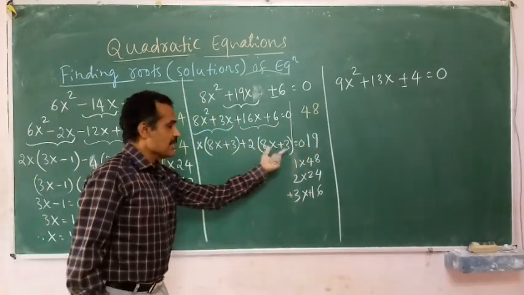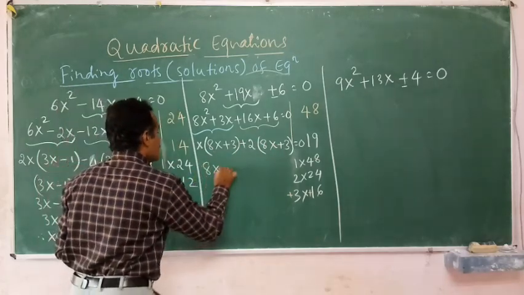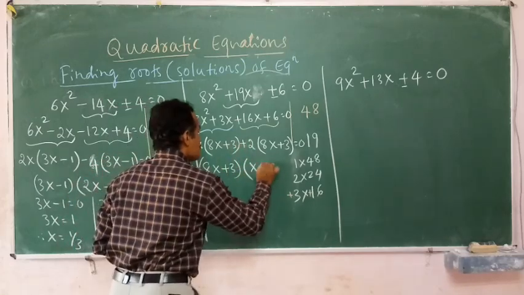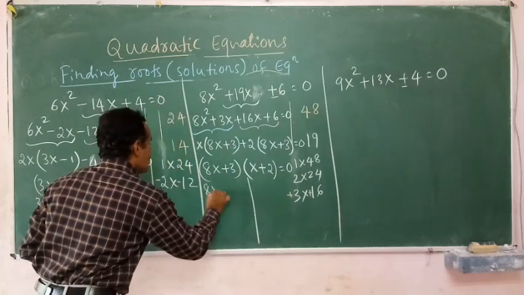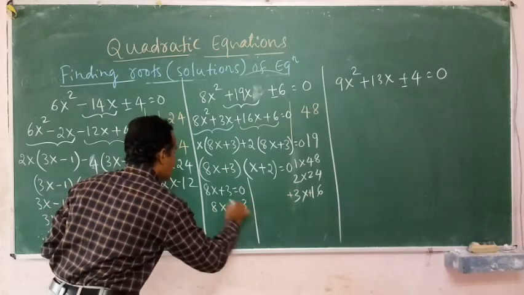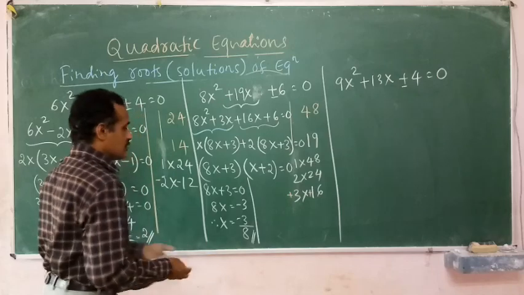See, 8x plus 3 and 8x plus 3 both are the same. Write it once, 8x plus 3. Club these two, write it once. x plus 2 is equal to 0. I can write 8x plus 3 is equal to 0. 8x is equal to minus 3. Therefore, x is equal to minus 3 by 8.